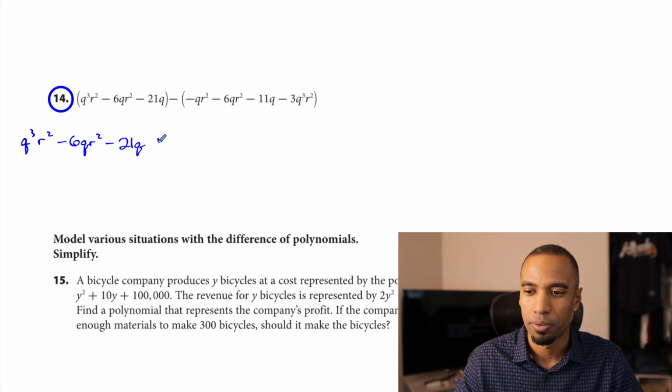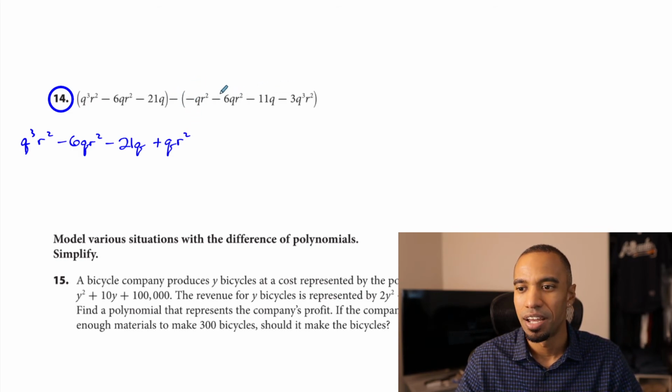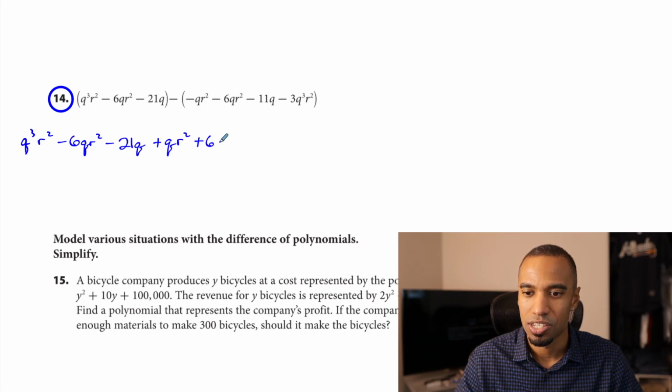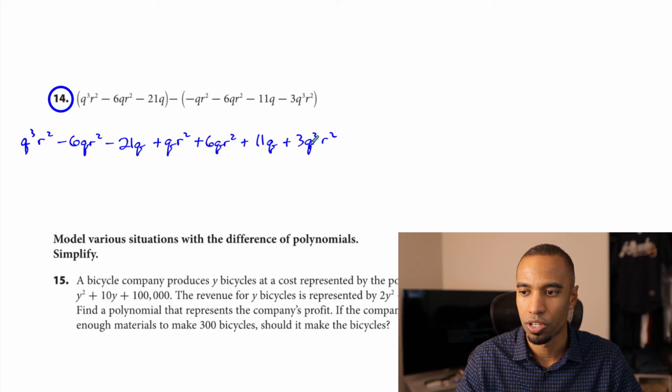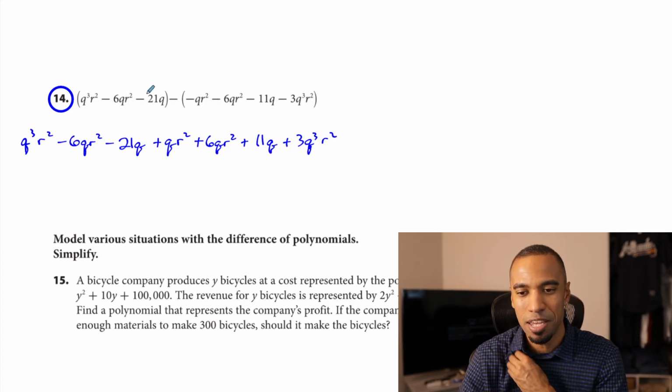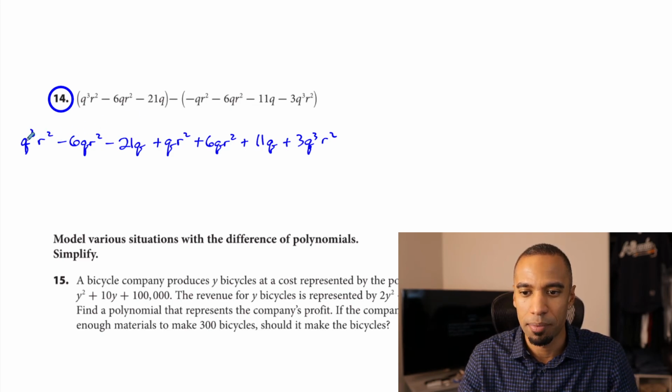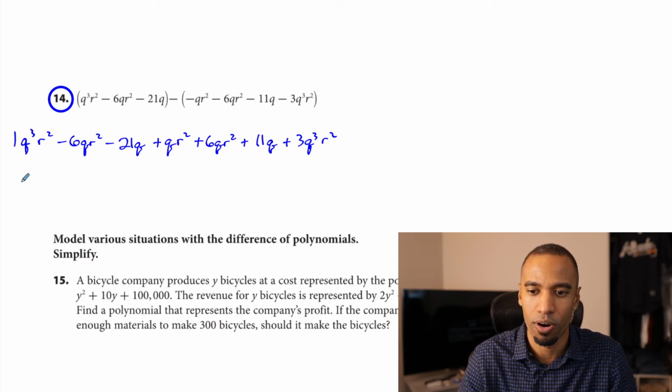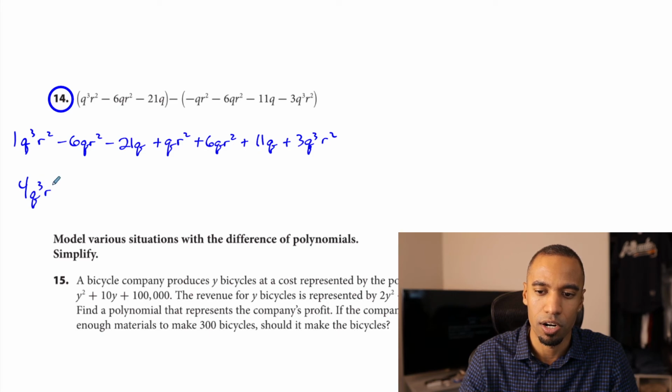So plus q r squared minus a negative. Yeah, remember these minus negatives right here. Now these are pluses though. So plus 6q r squared plus 11q plus 3q cubed r squared. Should have looked closer at the problems and noticed that they were actually kind of samey. Q cubed r squareds, how many do we have? 1q cubed r squared plus 3q cubed r squared. 1 plus 3 is 4. That gives you 4q cubed r squared.